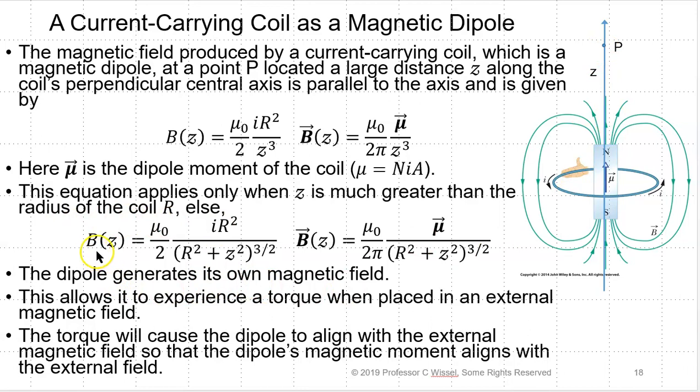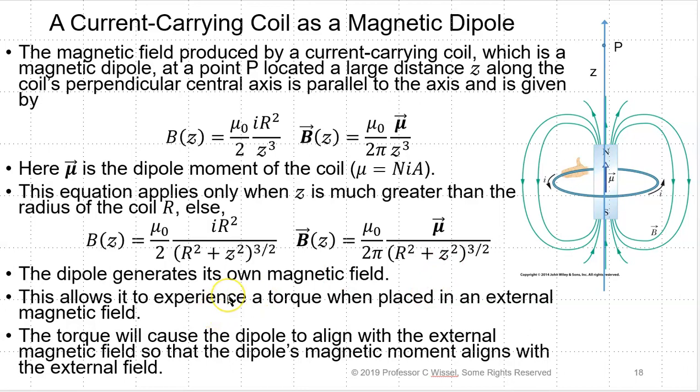Otherwise, you have to use B of Z equals mu naught over 2 times I times big R squared divided by the 3/2 power of the quantity big R squared plus Z squared. Or vector B equals mu naught over 2 pi times vector mu divided by the 3/2 power of the quantity big R squared plus Z squared.